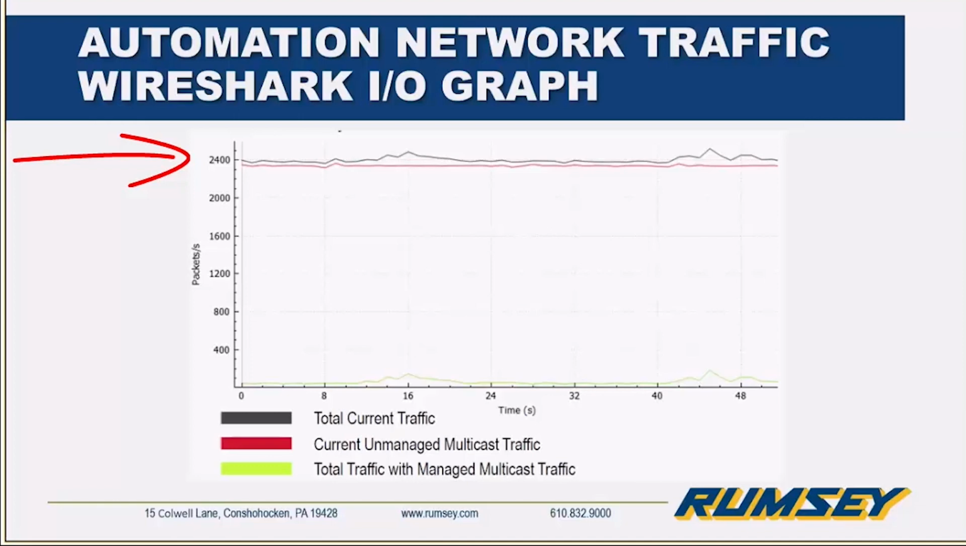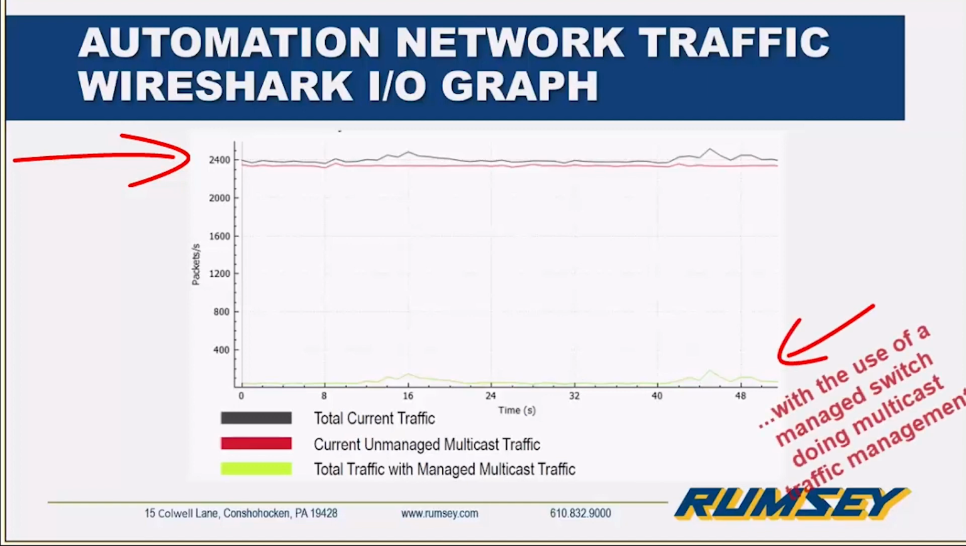When this same capture is graphed with multicast traffic management, the green line at the bottom indicates this, and it shows a dramatic reduction in the amount of traffic the network is seeing. So we're going from 2,400 plus packets per second down to about 100. Huge difference.